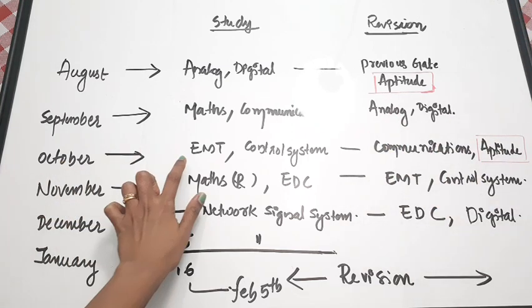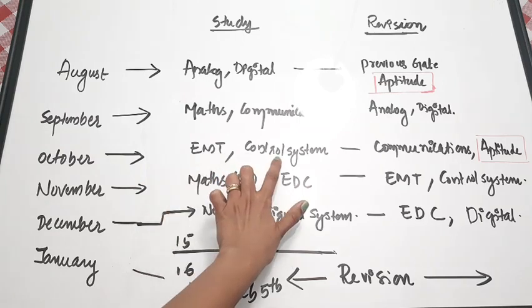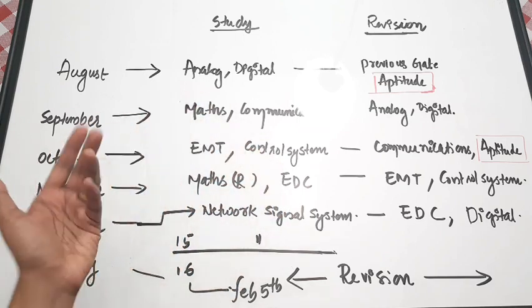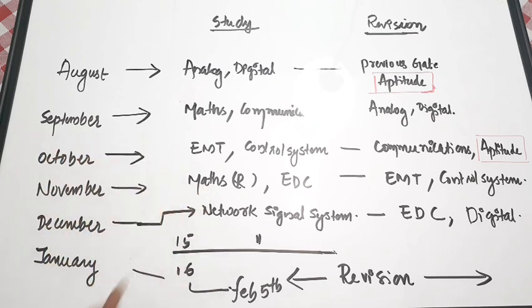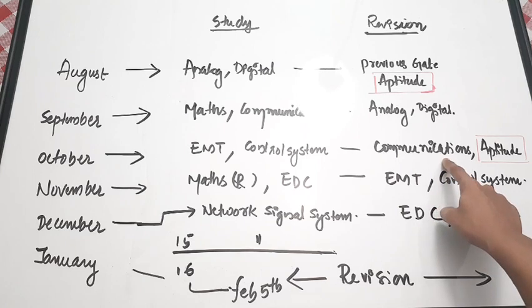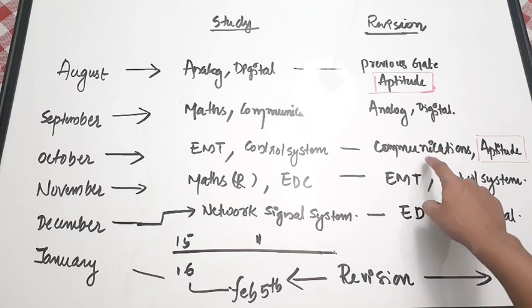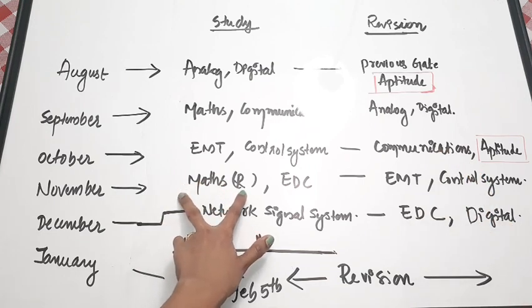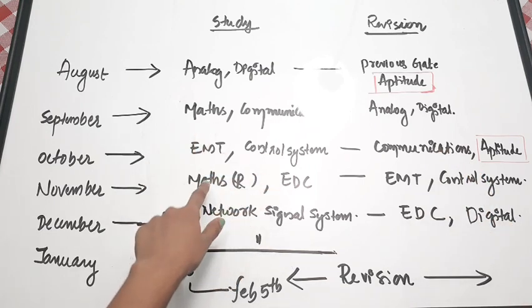Then in October, you're going to prepare EMT and control systems. I would suggest you to study on alternate days. Anyway, based on your study mode, you can vary. Okay, then in October, you are revising communication systems. Now, why have I not included maths here? Because in the next month, I'm giving a separate time slot for maths revision.